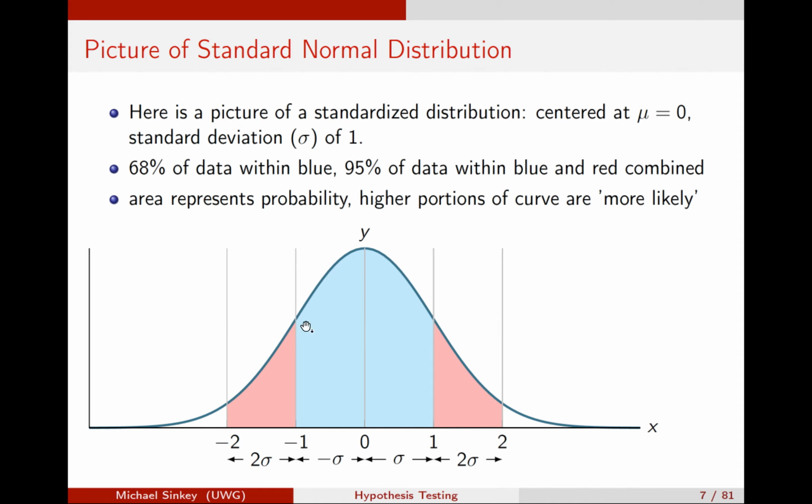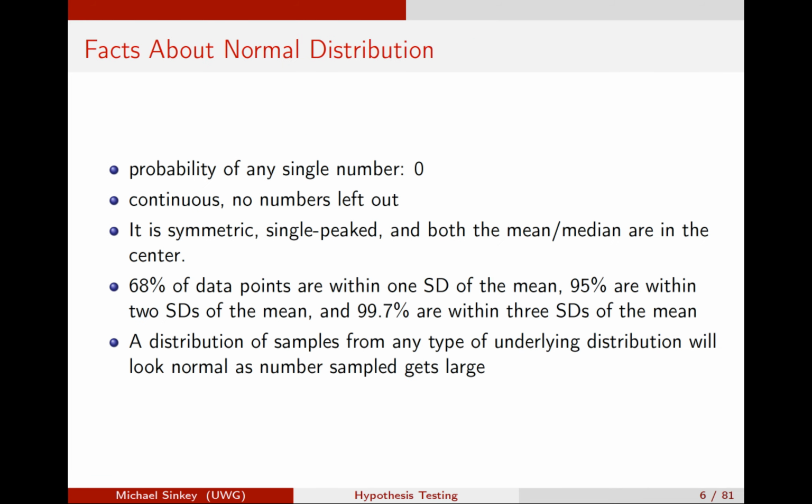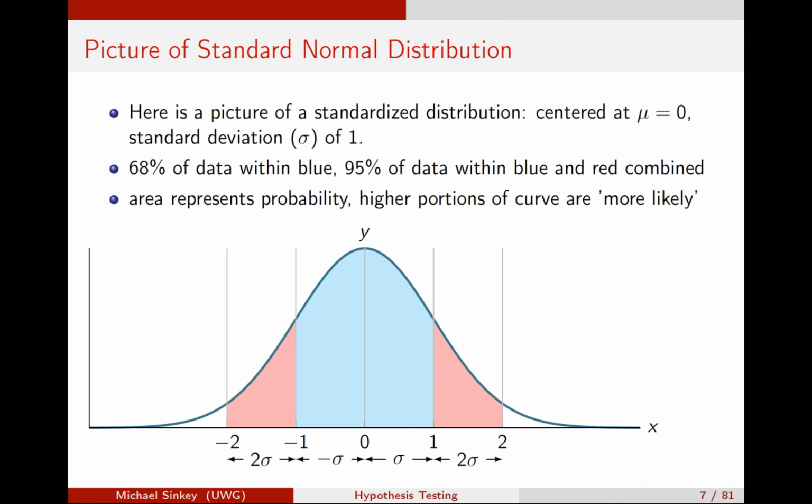68% of the data are within 1 standard deviation of the mean, so it's pretty close to 3/4. And even if you go back to this very small sample, look, the mean is 3. 1, 2, and 3 are all within a standard deviation of 3. Only 6 is within 2 standard deviations. And that's completely consistent with this picture, where 3 of the 4 data points in that example were within 1 standard deviation of the mean, and the last data point was within 2.